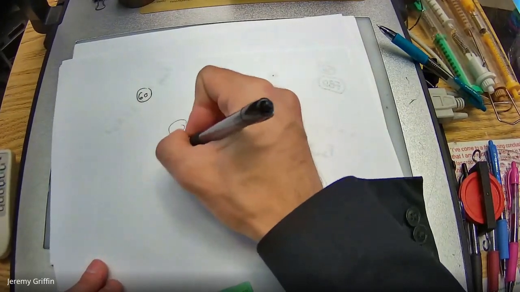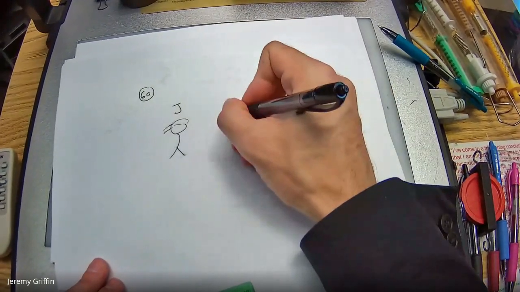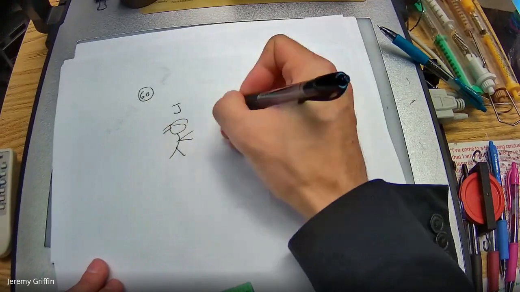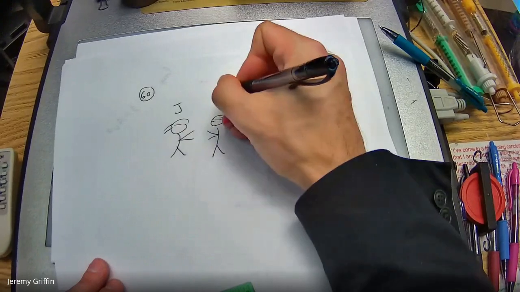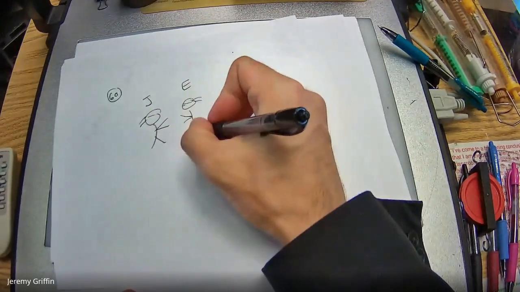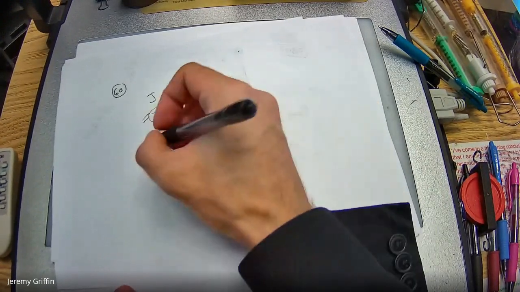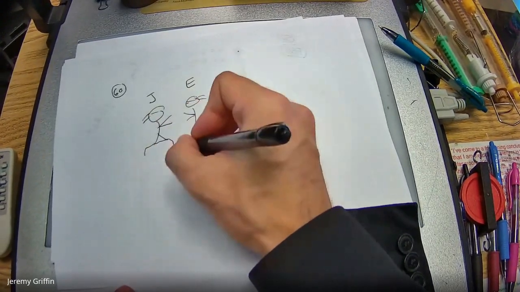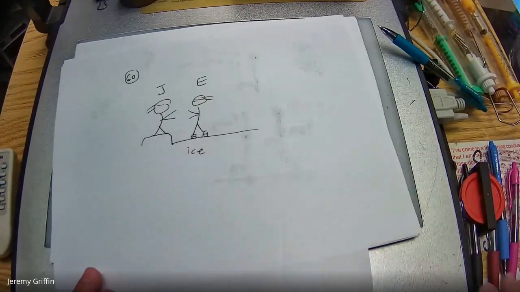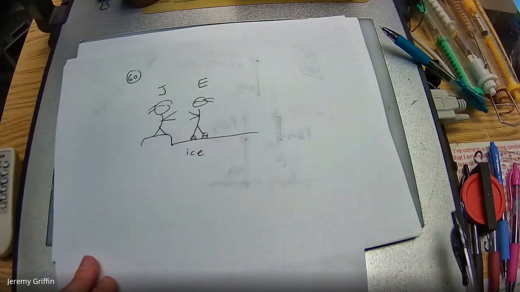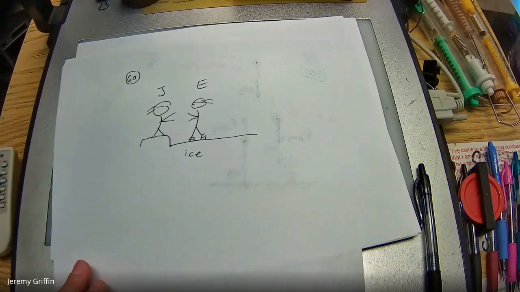So here's J for Joyce, and here's E for Efwa. Now let's put Efwa on some skates, and Joyce, I'm going to say, is standing on the ground, maybe on a ledge or something. And here's the actual ice. Okay.